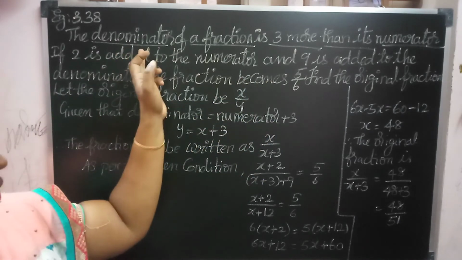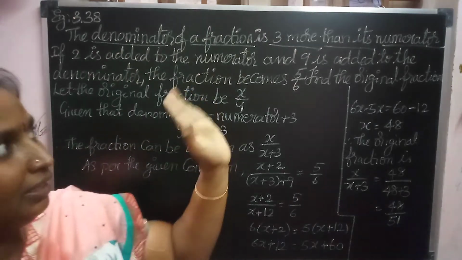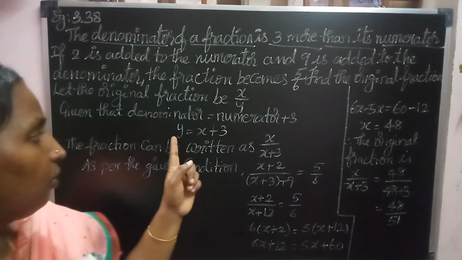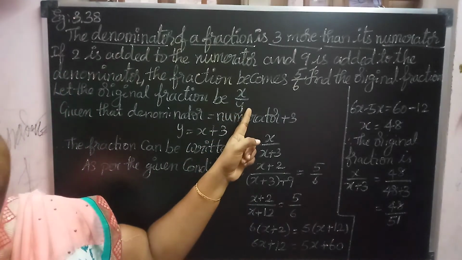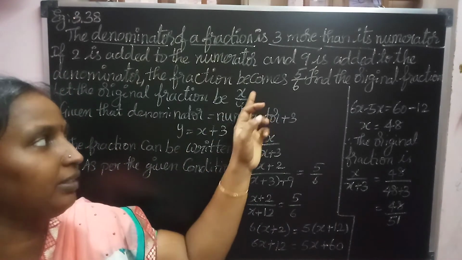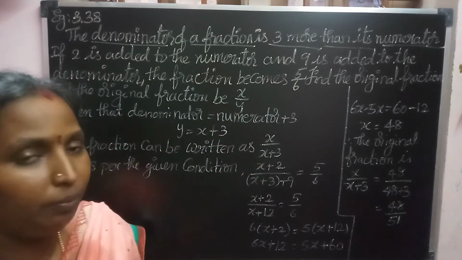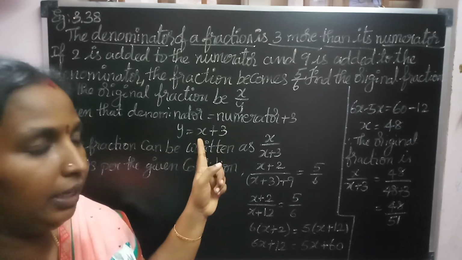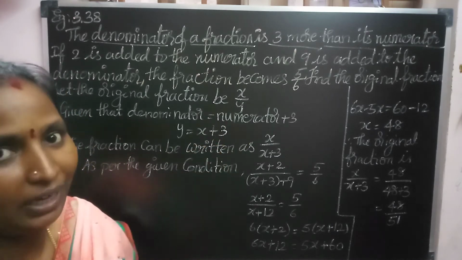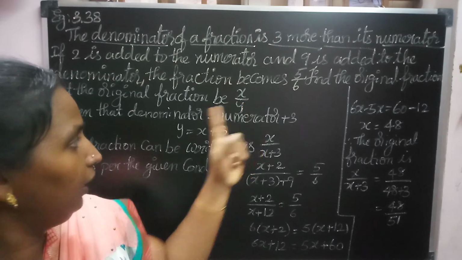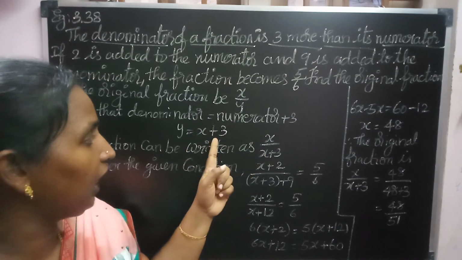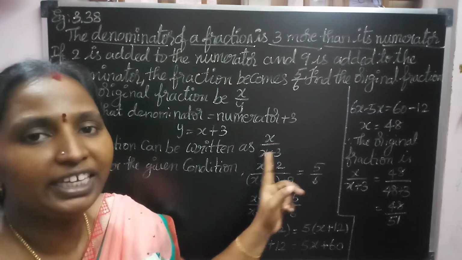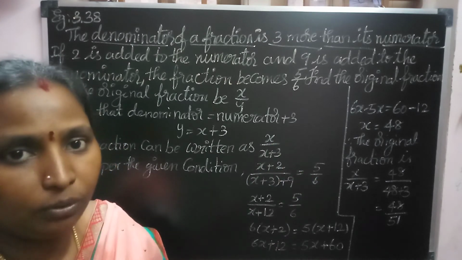Here they have given denominator equal to 3 more than numerator, so numerator plus 3. What is the denominator in this fraction? We assumed the fraction as x by y, so the denominator is y. y equals numerator x plus 3. So now the fraction becomes x divided by, instead of y, x plus 3. So the original fraction becomes x divided by x plus 3. Is it understood up to this?